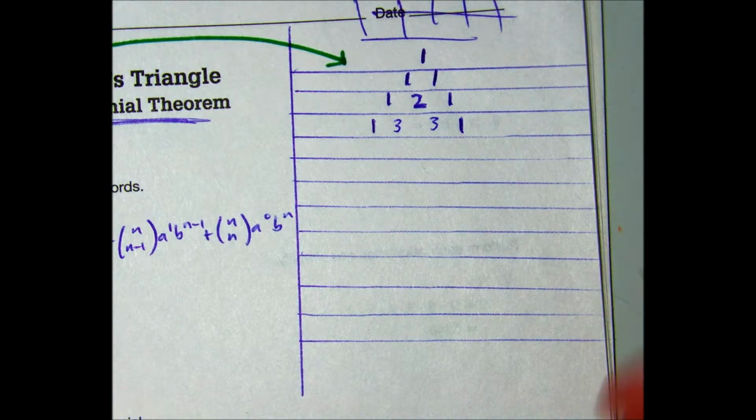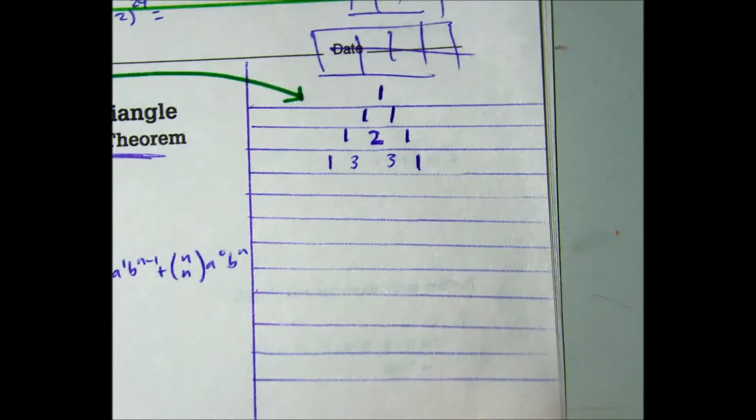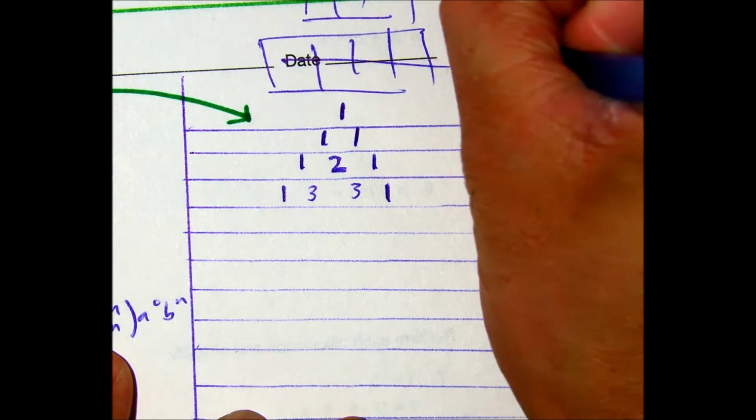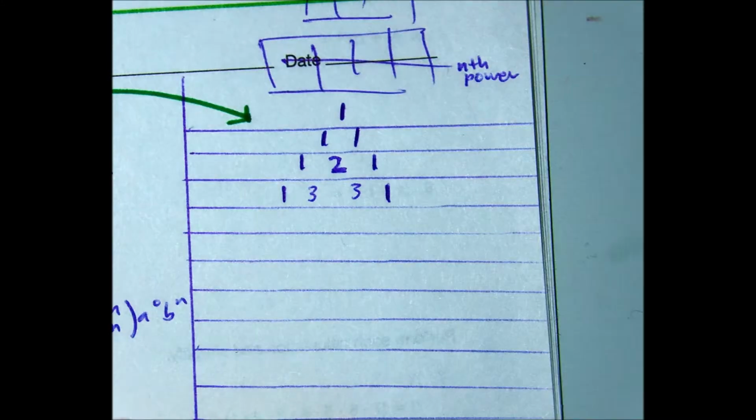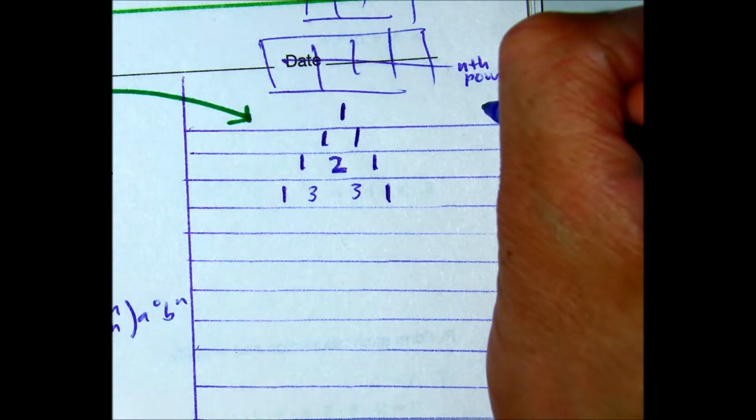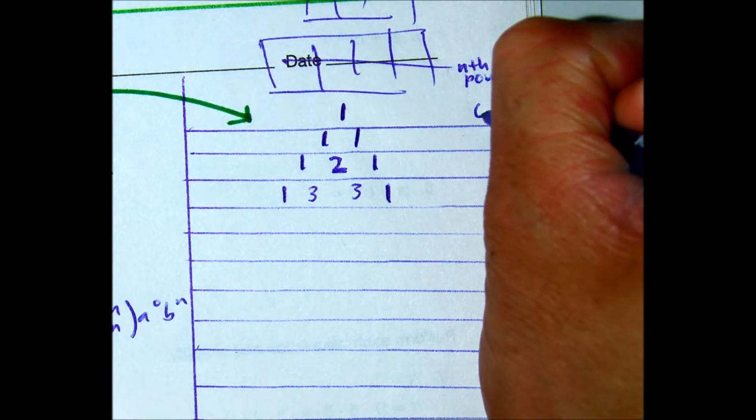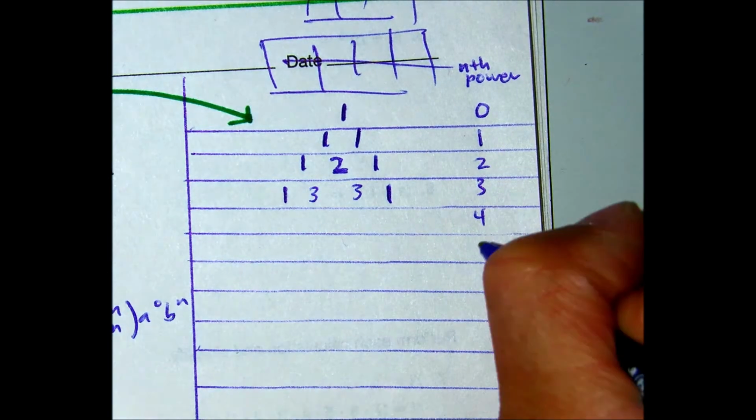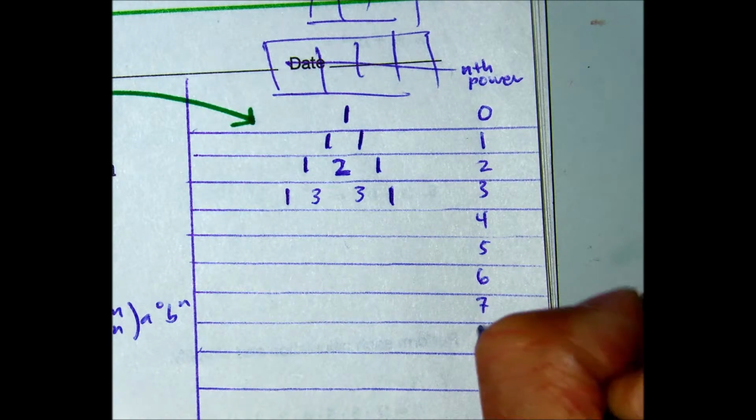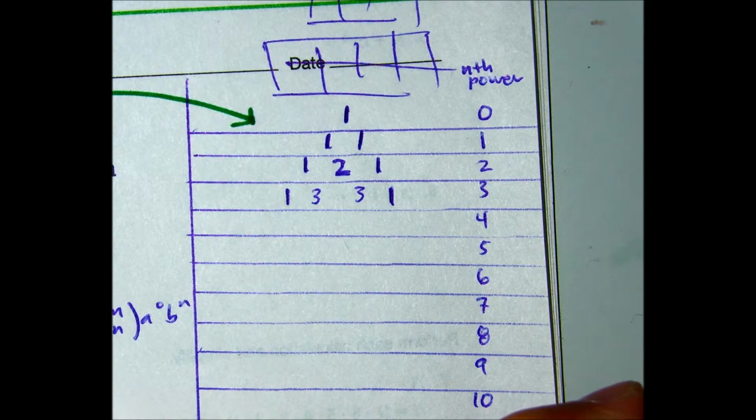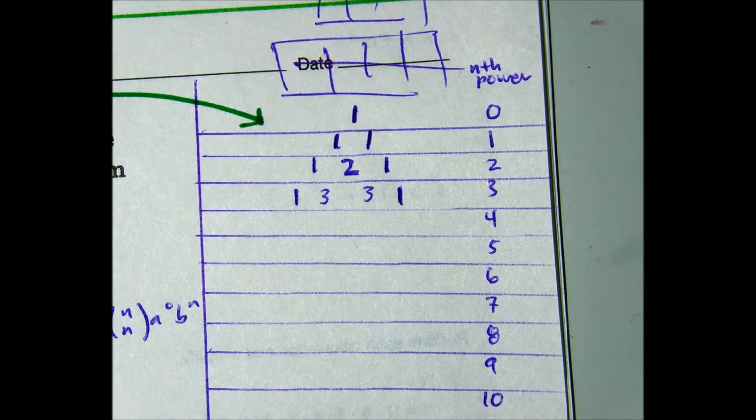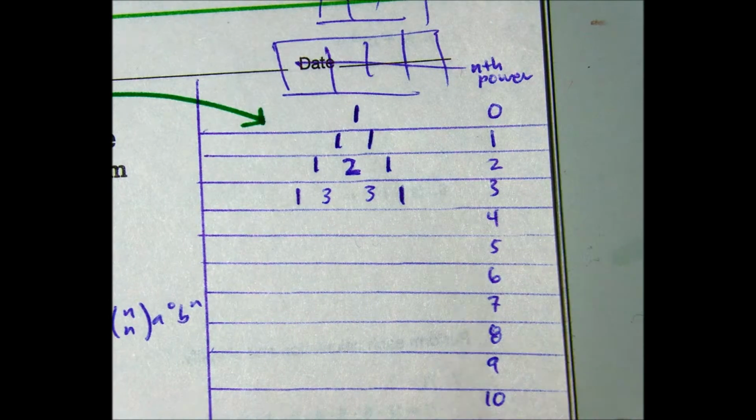Now, over here, I want to write that this is called the nth power. And the nth power, I'll explain later, but this represents 0. And then this is the first power, second, and we'll just write all these numbers down. We're going to go down to 13.